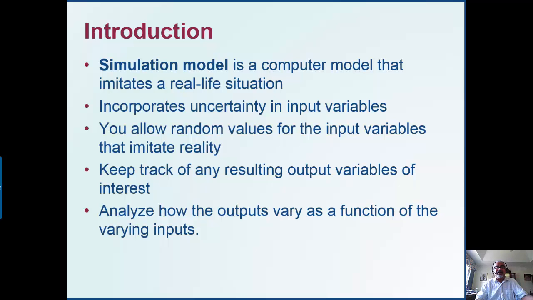So when you allow for random fluctuations in the values of the input, that would imitate reality much better than simply saying the demand value would be 500 and not anything different. So when we allow the input values to vary according to some probability distribution, then we are introducing simulation analysis. So we will simulate what the demand would be, and based on that and other input variables, figure out what the output variables of interest will be, and we analyze these output results along with the input to arrive at a decision.